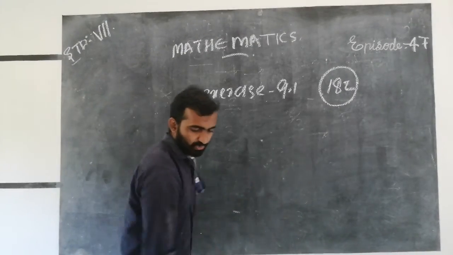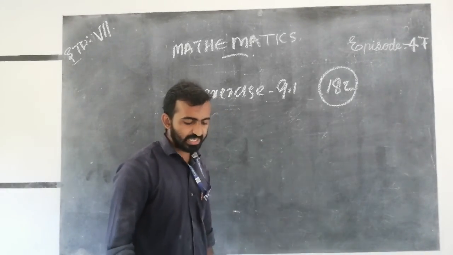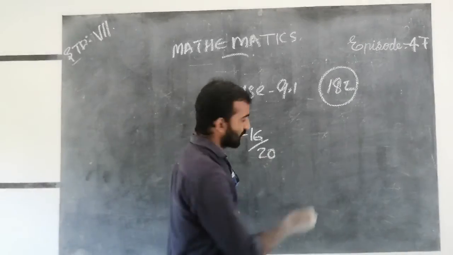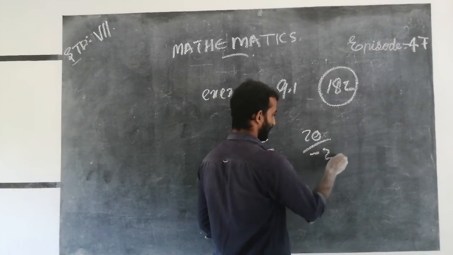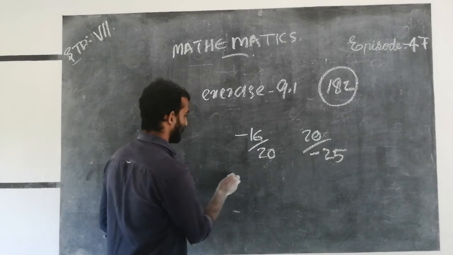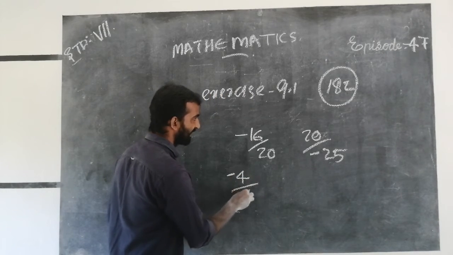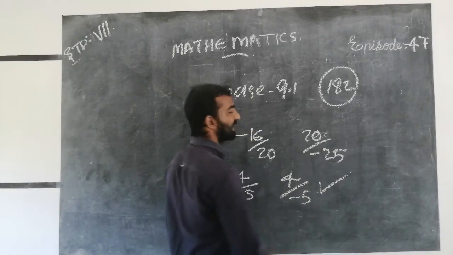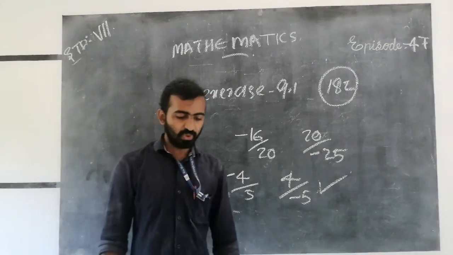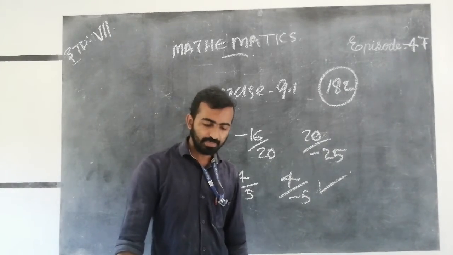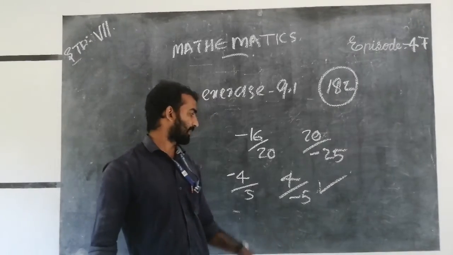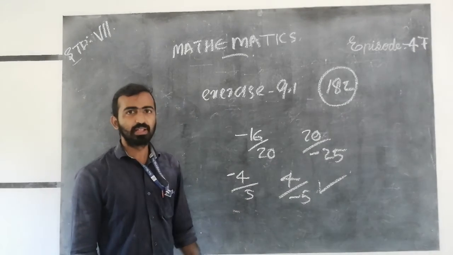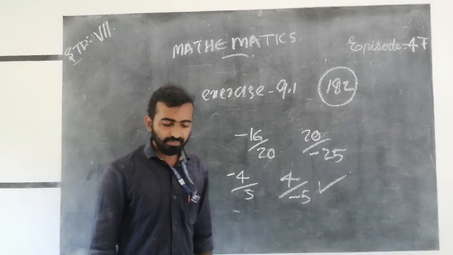Next question is negative 4 by 5 and 4 by negative 5, that is negative 60 by 75 and 20 by negative 25. Here we get negative 4 by 5, and here 4 by negative 5. These are same pairs. So the given pair represents the same rational number. Negative 4 by 5 is also equal to 4 by negative 5. Only the negative sign position differs.